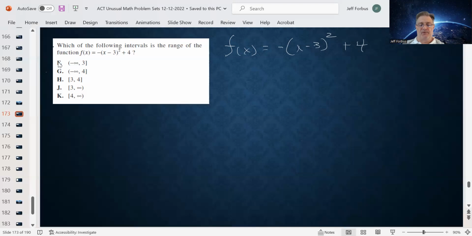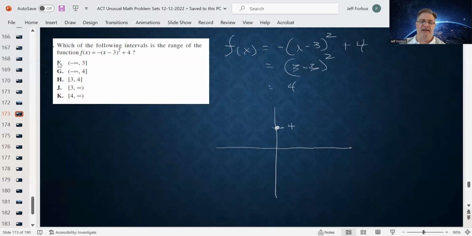Well, what does the plus 4 do? Well, if x is 3, so if I make x equal to 3 and I subtract 3 and I square it, you're going to get 0. So therefore, f of x is going to be equal to 4. Well, y is going to be equal to 4. So here's your graph. Here's your coordinate plane. Here's 4. So you know that the greatest y value must be a 4.